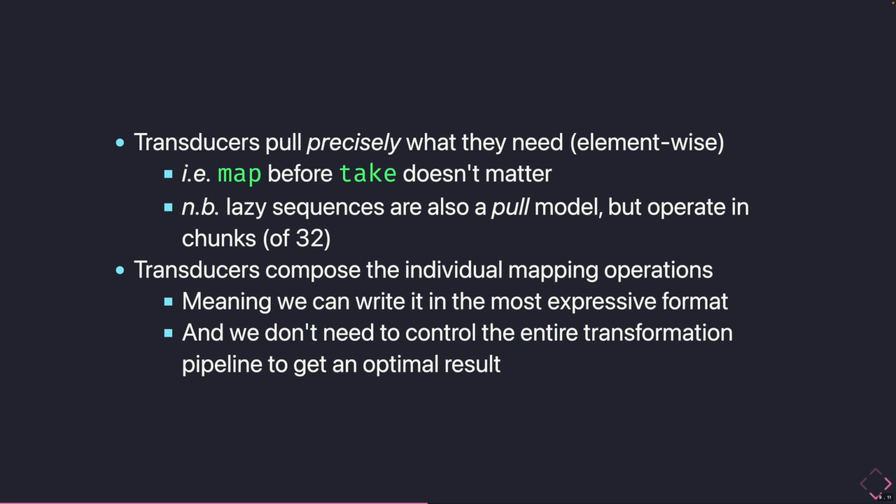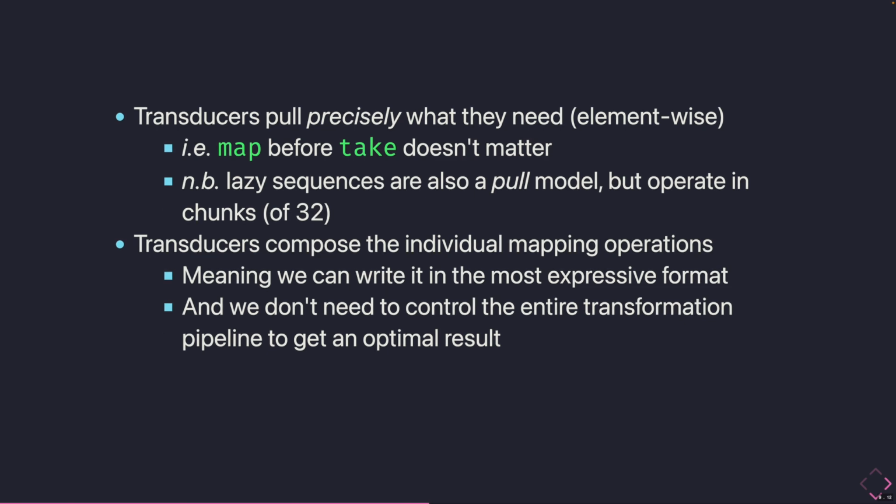Essentially, file IO, maybe buffered, so I may be rounding the edges a little bit, but the basic story is that. We're just taking what we need, so we can still write it in the most expressive format, and we don't need to have control over the entire transformation pipeline or rewrite our whole program oriented around optimization to get the optimal result, which is great.